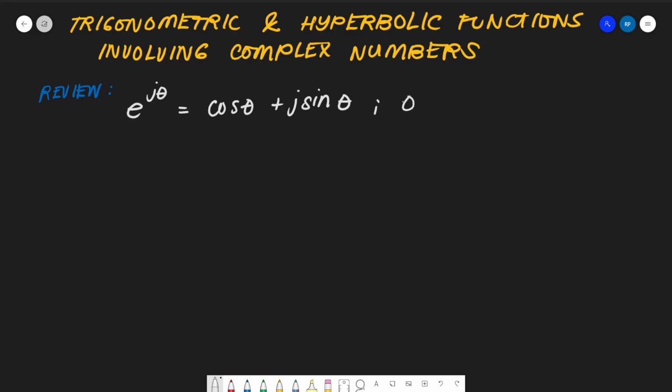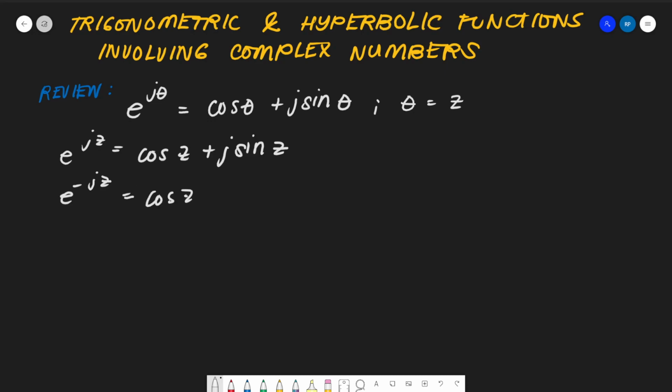And if we use z as if it is the complex number, since it is the only thing that can change there, we will have e raised to jz is equal to cosine z plus j sine z. And if we have e raised to negative jz, we have cosine z minus j sine z.